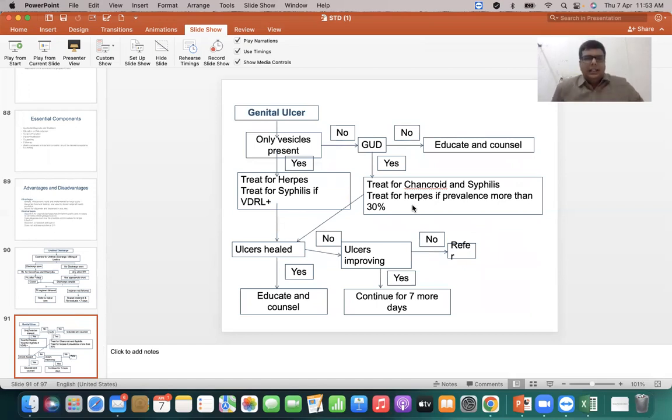The syndromic approach to genital ulcer: if only vesicles are present, then treat for herpes. Treat for syphilis if VDRL is positive. If the ulcer is healed, educate and counsel. If there are no vesicles and only an ulcer is present, then if a genital ulcer is not present, educate and counsel. If a genital ulcer is present, treat for chancroid and syphilis. Treat for herpes if prevalence is more than 30%. If the ulcer is healed, then well and good. If improving, continue for 7 days. If it is not improving, then refer to a higher center.